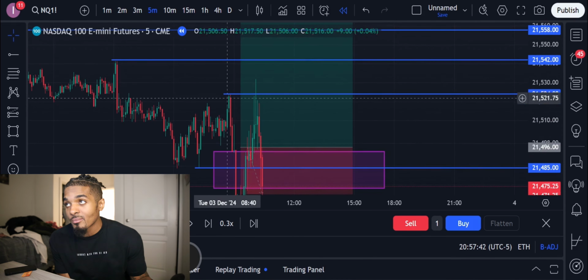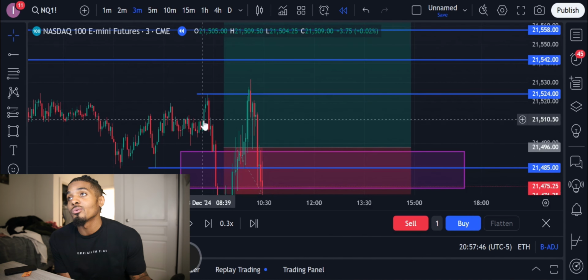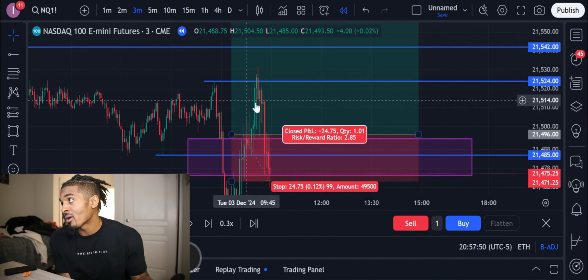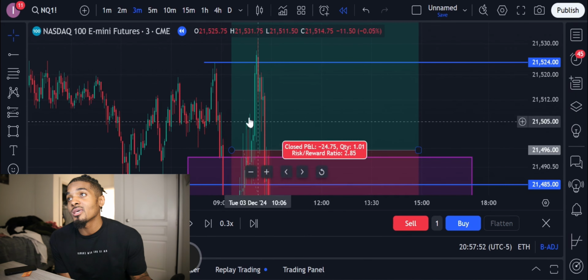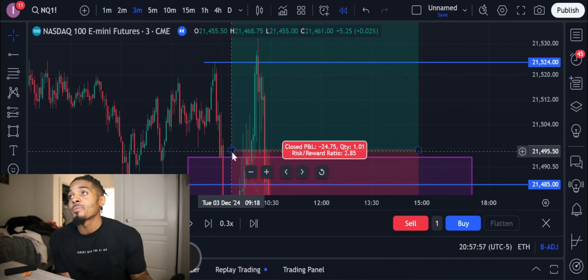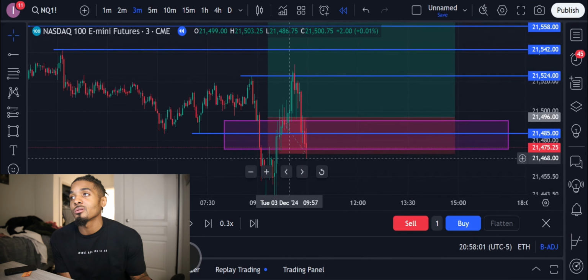When liquidity is swept, no matter what time frame, you can be on the 3-minute time frame, bro. When liquidity is swept, I'm not gonna lie, depending on how price is moving, once it hits this, I might move my stop to break even. Just because you want to secure your profits, bro, and minimize your losses. That's how you become profitable, bro.